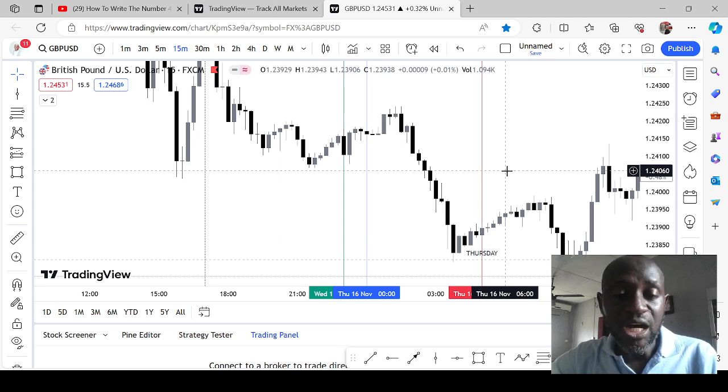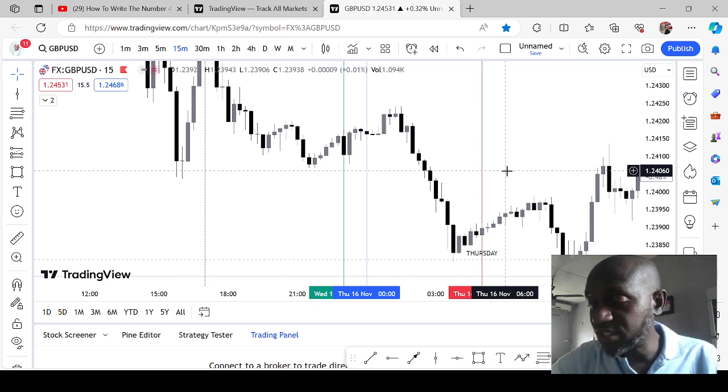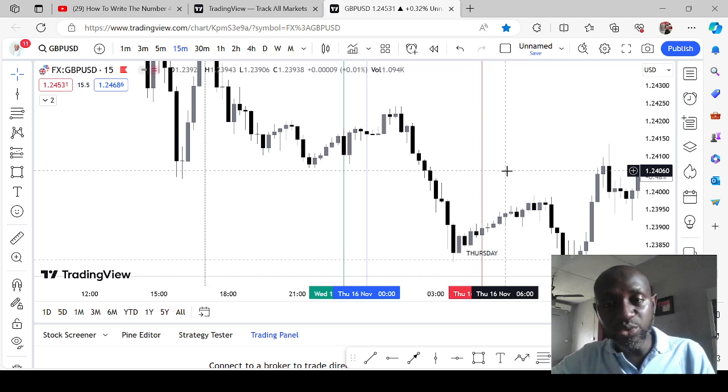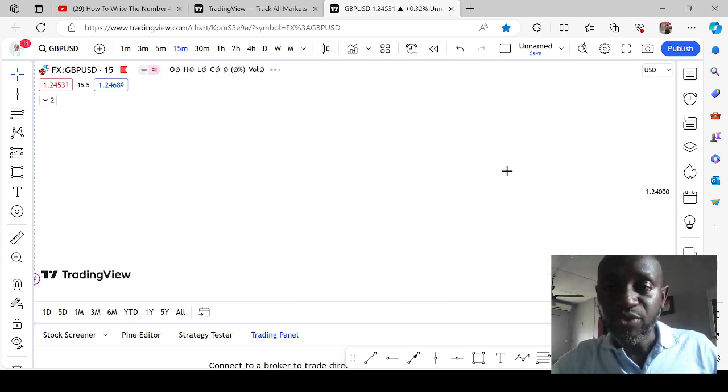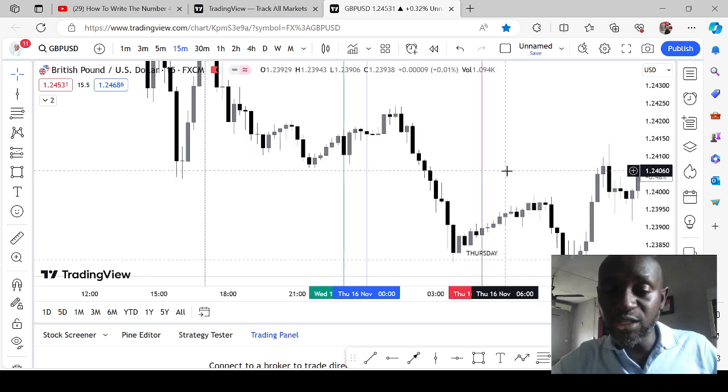So now, how do you enter your trade? You enter your trade using two techniques: using order blocks and fair value gap. That's all I feel you can use in entering this market. It's very simple. I just want you to understand it. I believe you know what is order block. I won't be talking much about order blocks because that's not why I'm doing this video.